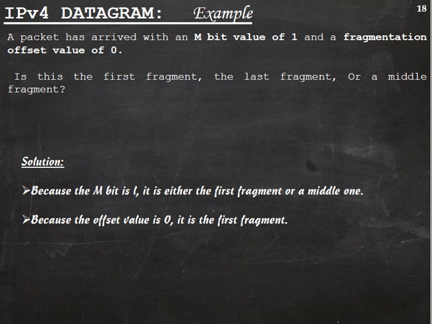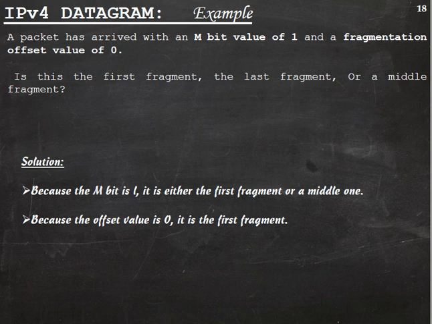Moving on to the next problem. The problem says a packet has arrived with m bit value of 1 and fragmentation offset value of 0. Is this the first fragment, the last fragment, or the middle fragment? Here it is given m bit is equal to 1 and fragmentation offset value is 0. Since m bit is equal to 1, this might be the first fragment or the middle one.